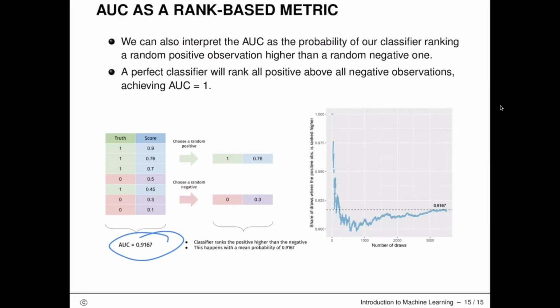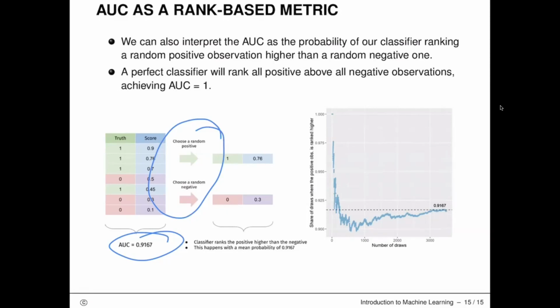91.67% means that with a probability of 91.67%, the classifier will rank the positives above the negative observations. So if we draw a random positive and a random negative observation from the data set, then with this probability of 91.67%, the ranking of the positive will be higher than the ranking of the negative instance.